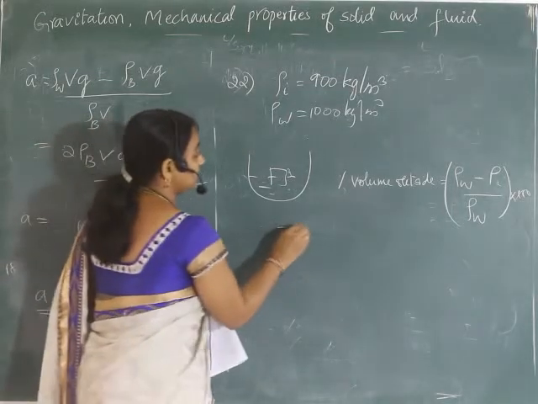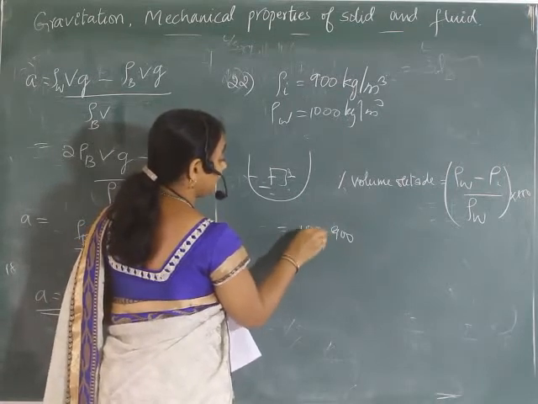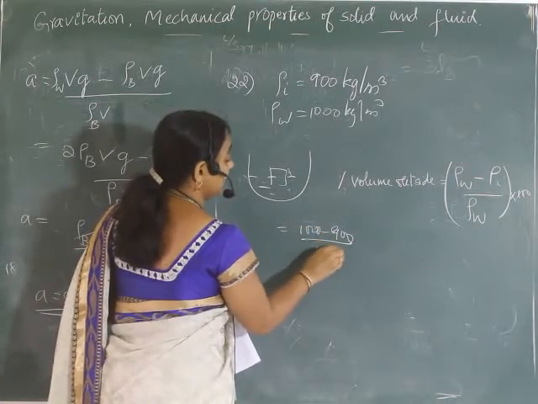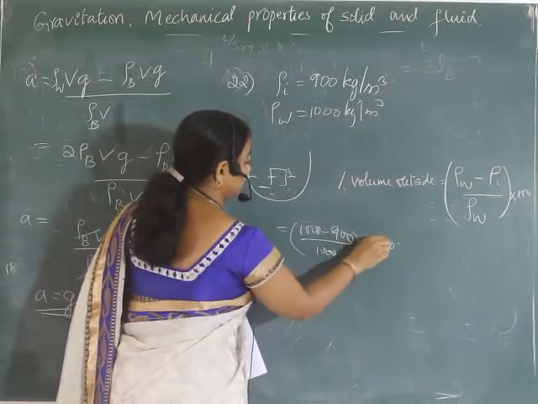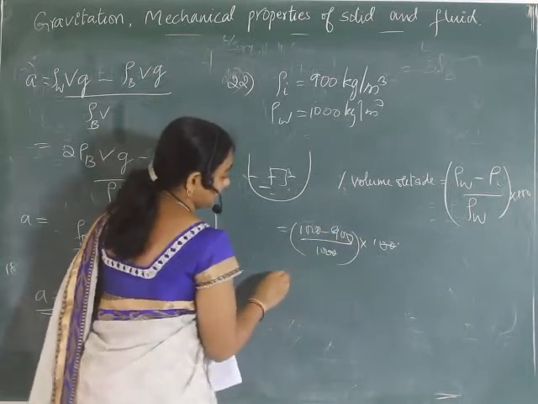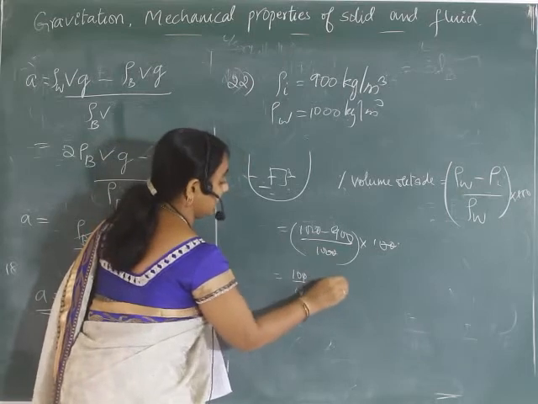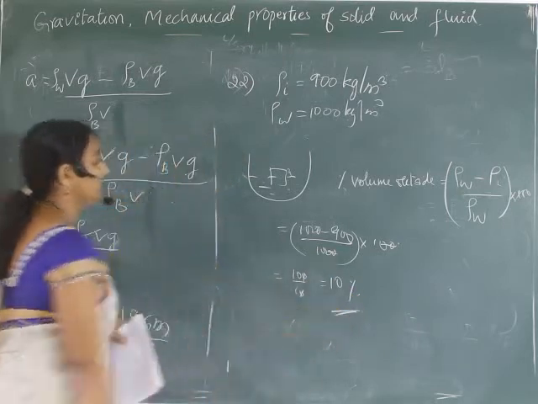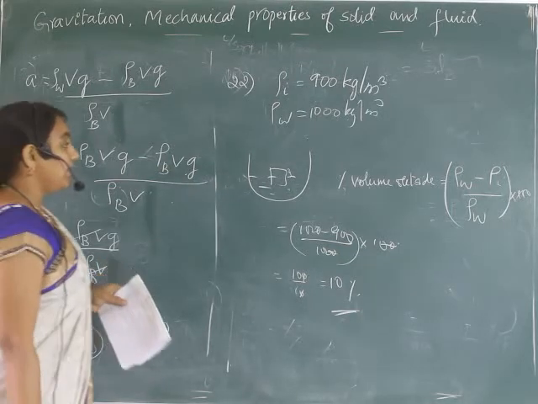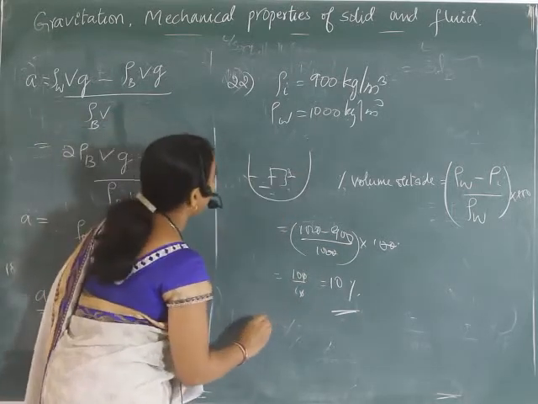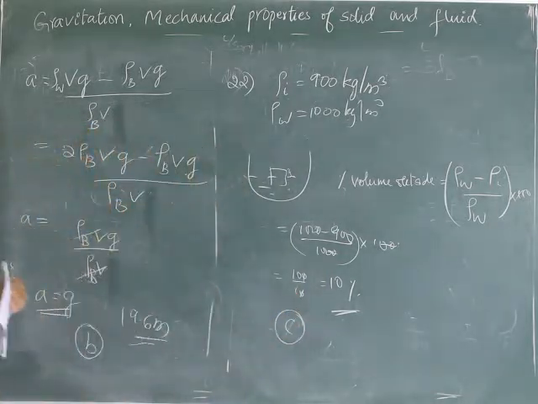So density of water is 1000 minus 900, divided by 1000, into 100. 1000 minus 900 is 100, by 10. So the answer is 10%. I can say 10% of the ice can be seen outside the water. Therefore option C. Option C.